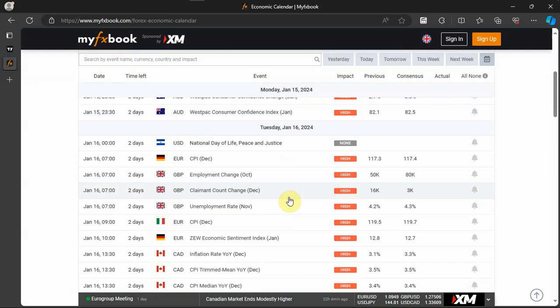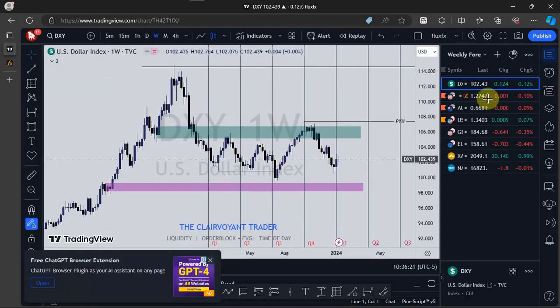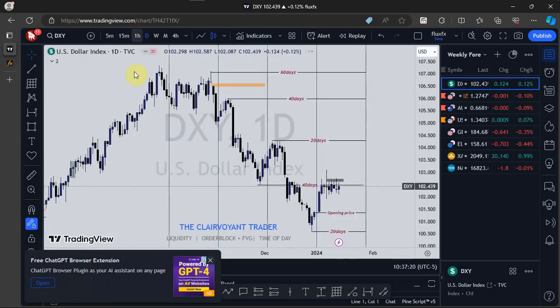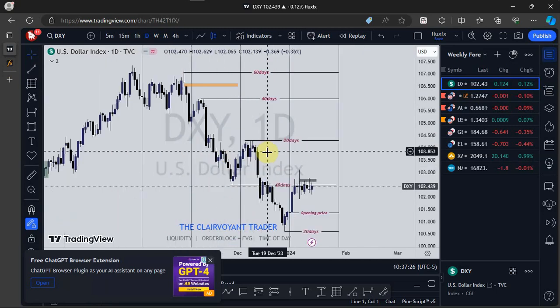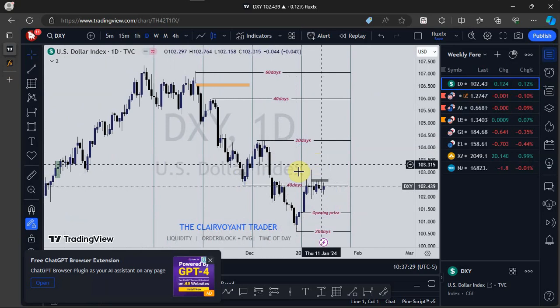Let's delve into the charts and see what is happening. So we start with the dollar index. For the dollar index, let's switch to the daily to see something here. Look at what happened last week. We didn't really have a clear direction for the USD last week. It was all consolidation throughout. So if you also had a rough week, this is why.